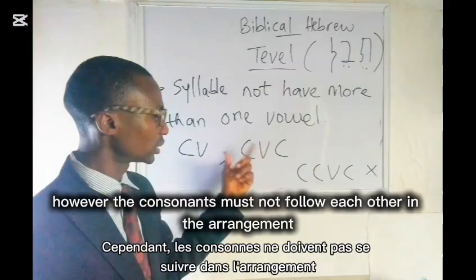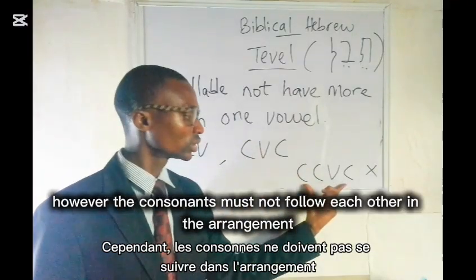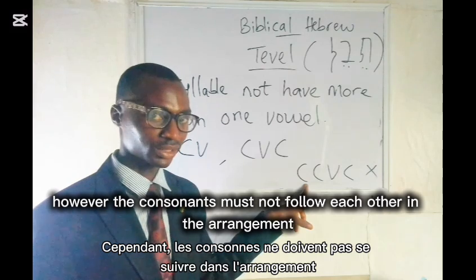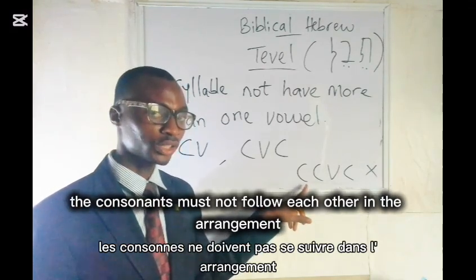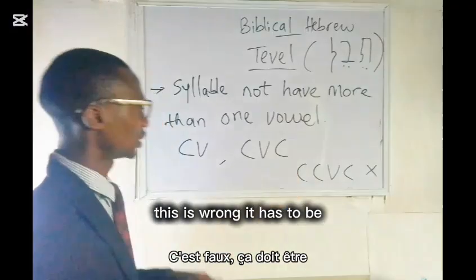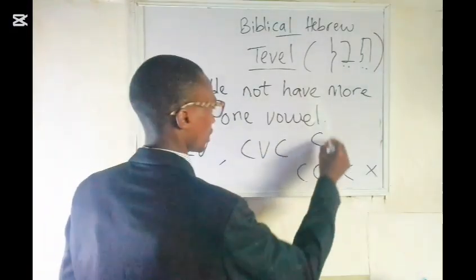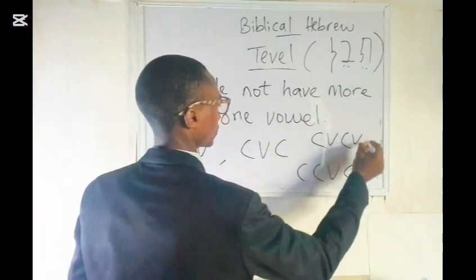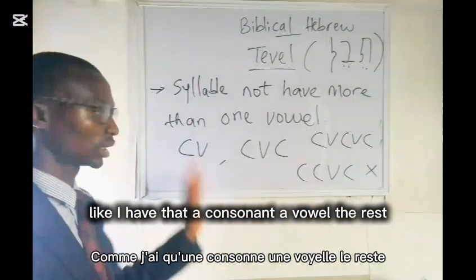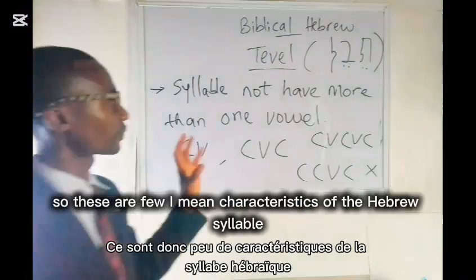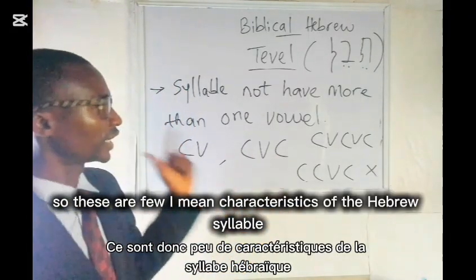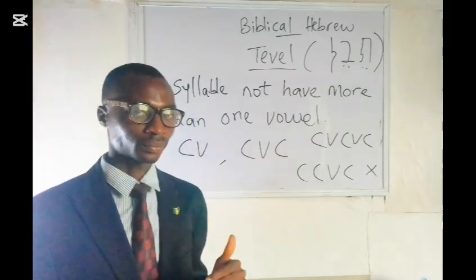However, the consonants must not follow each other in the arrangement. This is wrong. It has to be like that: a consonant, a vowel, the rest. Alright, so these are a few characteristics of the Hebrew syllable.